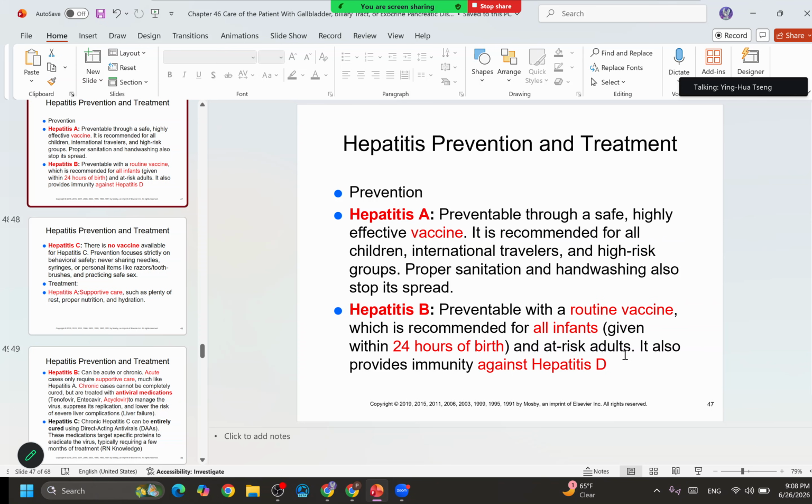And then I just had an antibody show up. So that's why everybody is different. But since infancy, we get hepatitis B vaccine. Just remember this, within 24 hours of birth. Also, we provide immunity against hepatitis D. That means what? If you have the hepatitis B vaccine, you get an antibody. That's why you are no longer able to get hepatitis D. Remember, I tell you this very important information, right?